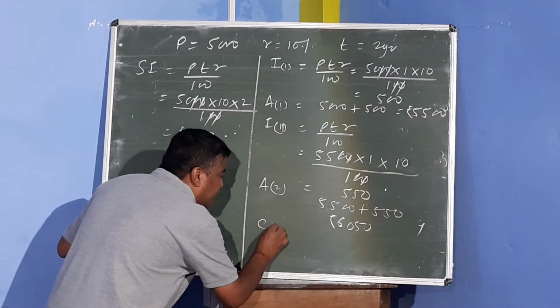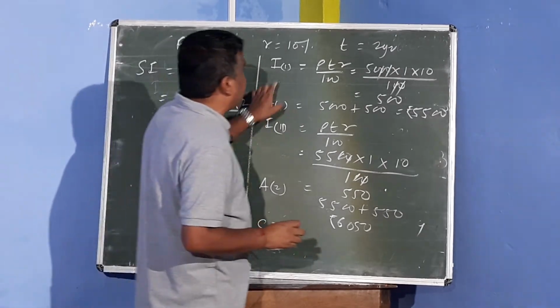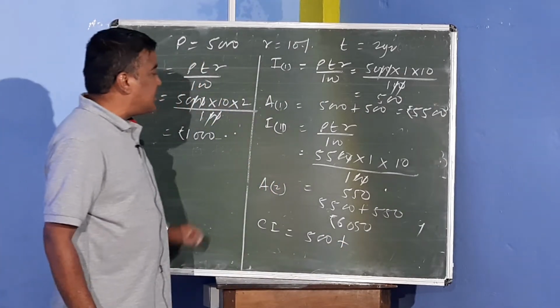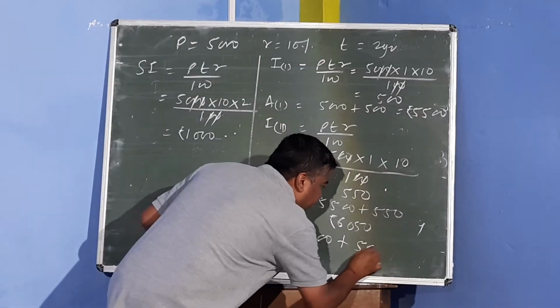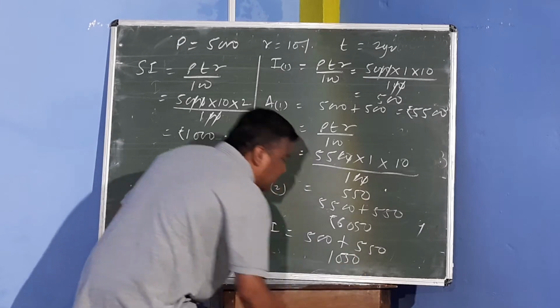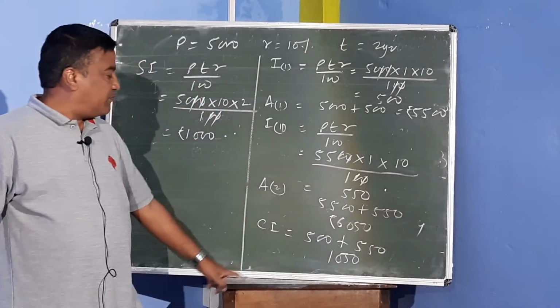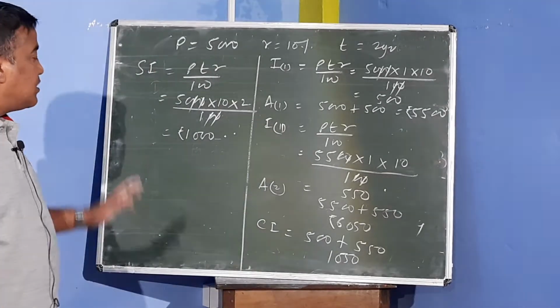Now, compound interest. Compound interest is, what is the interest for the first year? 500. What is the interest for the second year? 550. If you add it, you will get 1,050. Now, 1,050 is your compound interest.